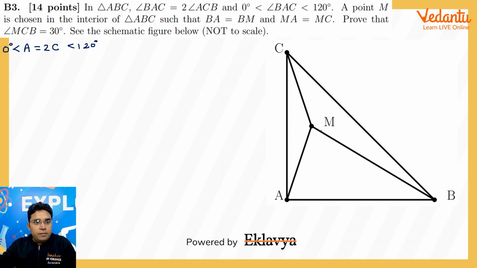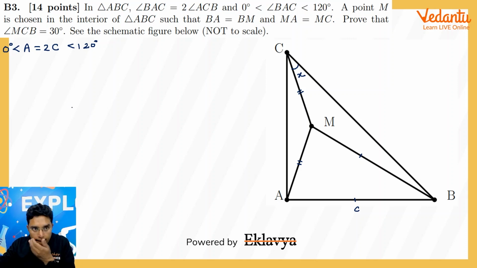A point M is chosen in the interior of triangle ABC such that BA, that is small c, is equal to BM, and MA is equal to MC. Prove that this angle MCB is 30 degrees. So we have to prove this angle will be equal to 30 degrees. Let us see how this question can be done.